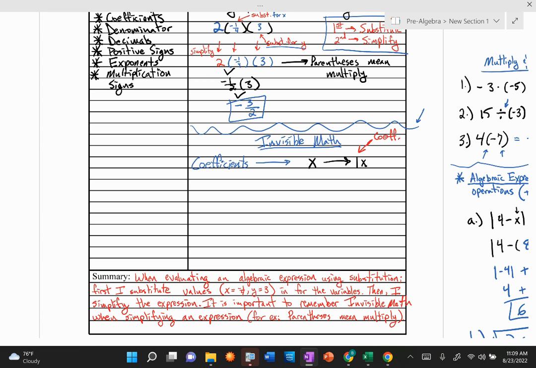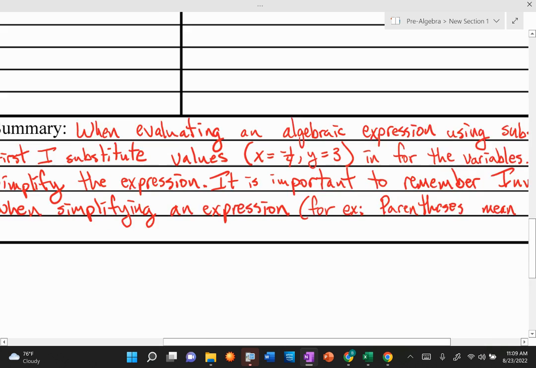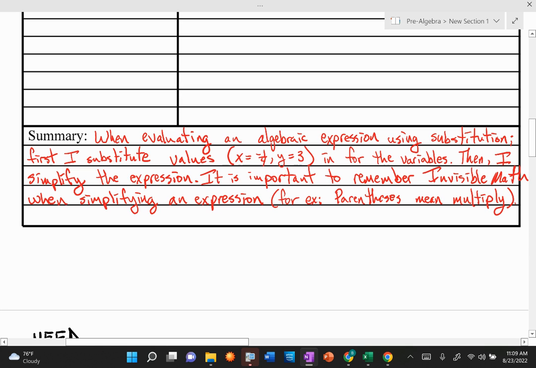I just wrote, when evaluating an algebraic expression using substitution, first I substitute values, and then I give an example of what I'm talking about. So when I say substitute values, I'm saying up in the notes, okay, so don't just use some rando example, okay? The example that I used in my summary is the same example that we used up in the notes, okay? So I substitute values, x for negative 1/4 and y for 3.